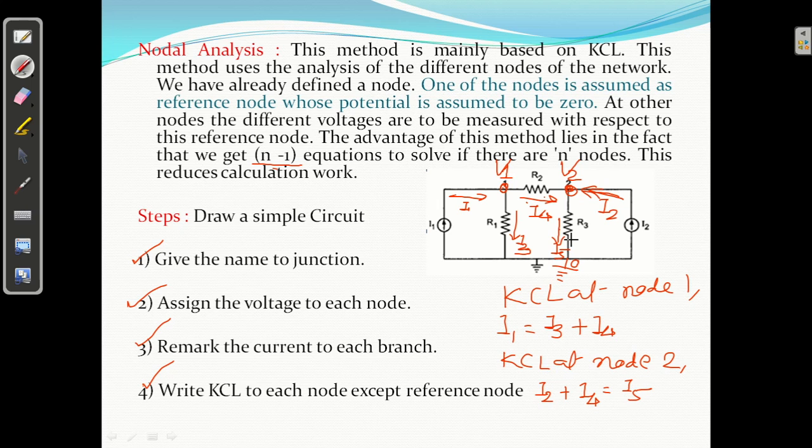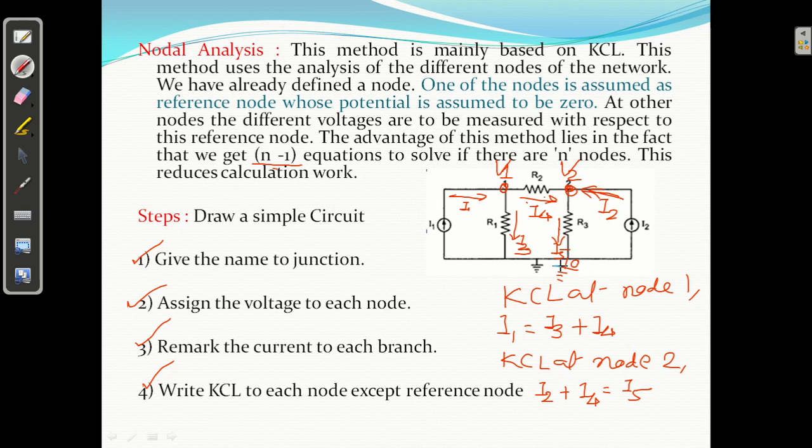Clear? So node voltage method is very simple. पहला काम क्या करना है आपको? We have to assign the voltage to all nodes except the reference node. Second step क्या है? Next step क्या है? Remark the current through each and every branch. Each and every branch, whatever the branches we have, remark I1, I2, I3, I4, I5. Direction, whatever you want you can take, and accordingly equation we will write. Next step क्या है? Last step, we will write the KCL at node 1 and KCL at node 2.